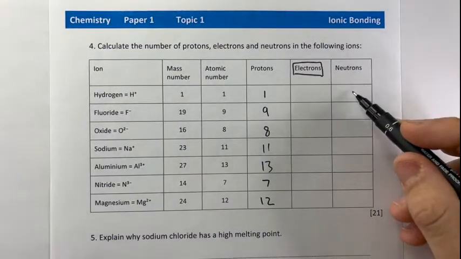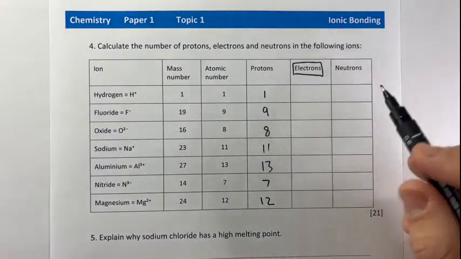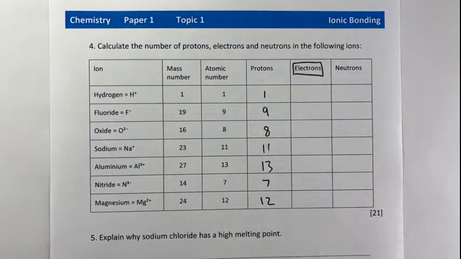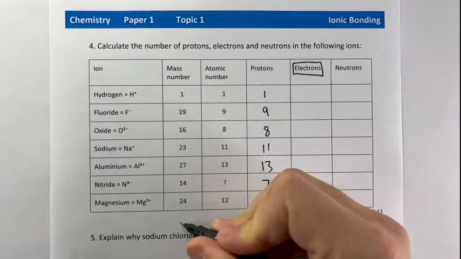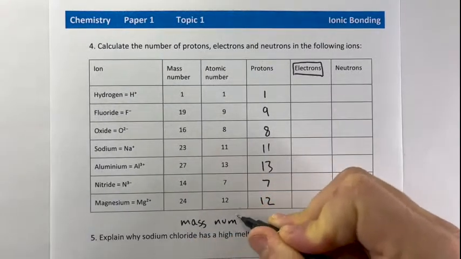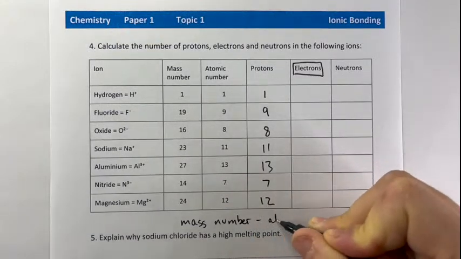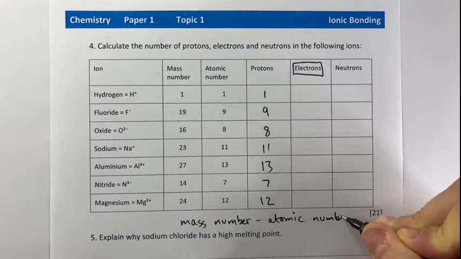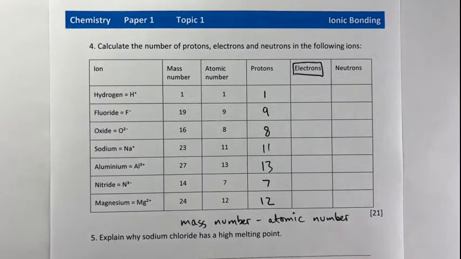Same with the neutrons. But how do we calculate the number of neutrons? We do the mass number, take away the atomic number. Okay, so you do the mass number, take away the atomic number. Pause the video now to do that yourself. If not, I'm going to continue.